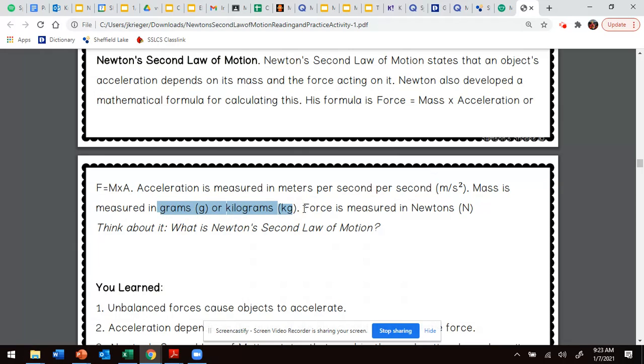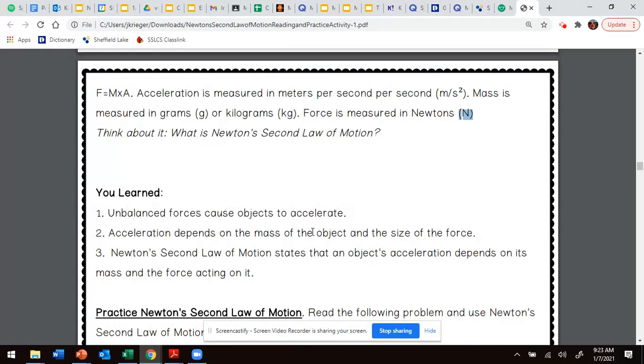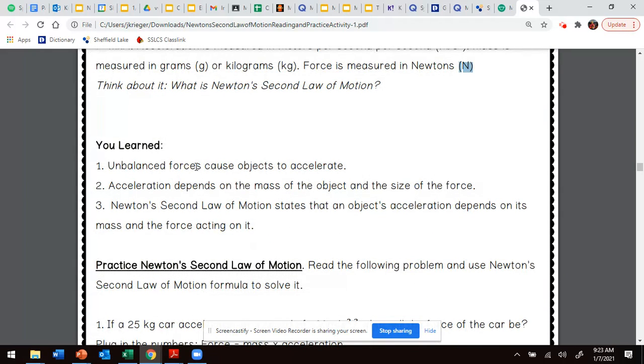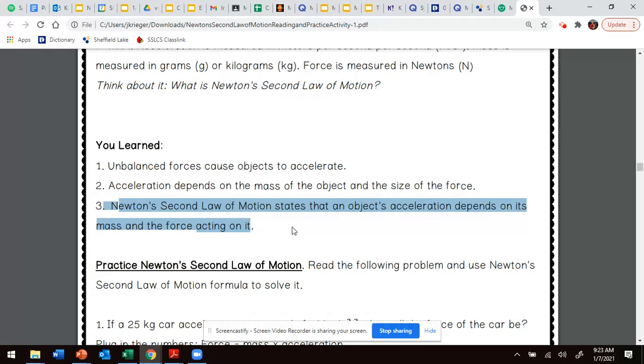When we are trying to figure out the force, it's named after our scientist, Sir Isaac Newton. So its unit of measurement is the newton, abbreviated as a capital N. So in his second law of motion, you should have learned an unbalanced force causes objects to accelerate. Acceleration depends on the mass of the object and the size of the force. Newton's second law of motion says that an object's acceleration depends on the mass and the force being applied to it.